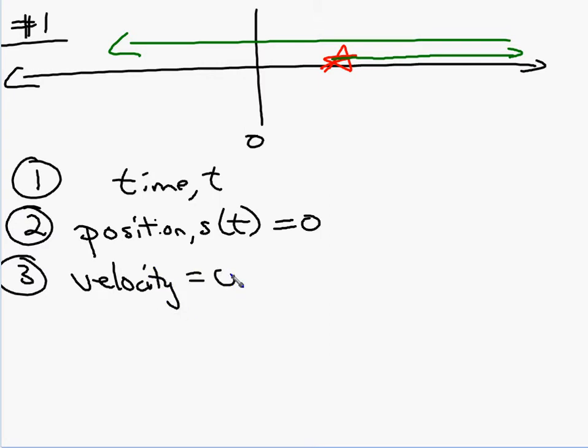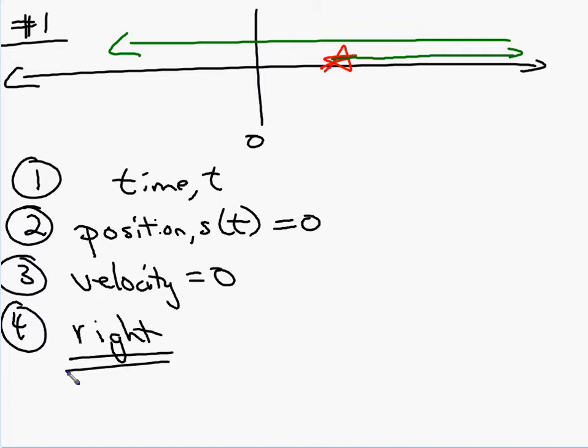Okay, velocity is equal to 0. If it is at rest, the velocity is equal to 0. All right, now we get into some things talking about the signs, which are very important. Number 4. If the velocity of the particle is positive, then the particle is moving to the right.